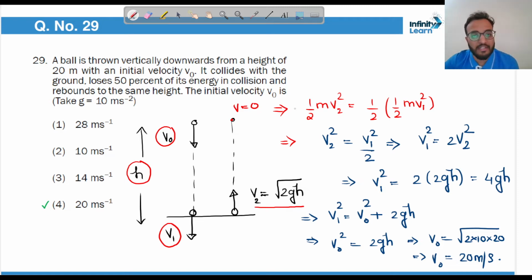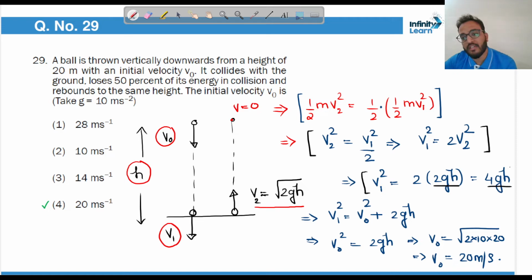Now, let's talk about the energies. So kinetic energy after collision is half m v2 square, which is 50% of the kinetic energy just before collision. That means half of half m v1 square. So from here we have this information that v2 square is v1 square by 2, or v1 square is equal to 2 v2 square. Now v2 square will be 2gh. So we will say v1 square is equal to 2 v2 square, and v2 square is 2gh. So it is 4gh. Do you understand?